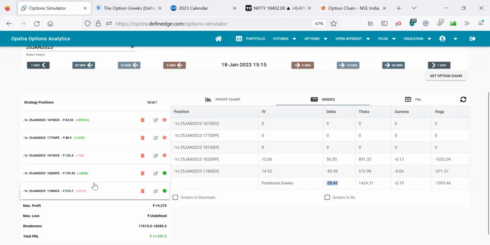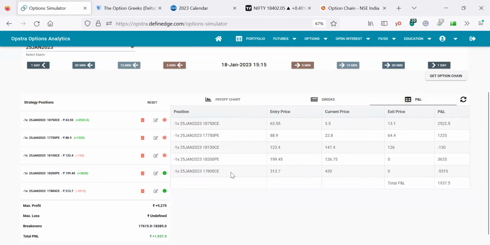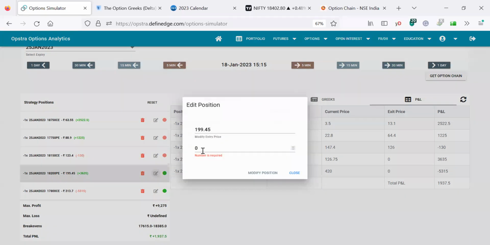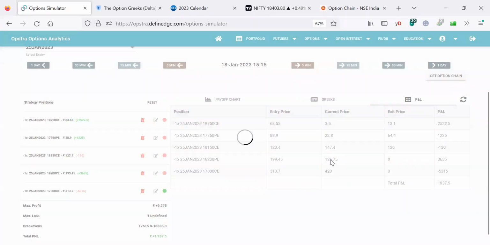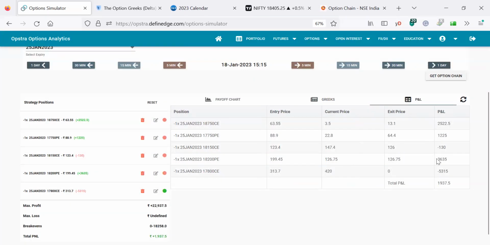So what we'll do, we'll just adjust this put, because put is in profit, because always we are going to book the profit side. So 126.75 is the current price of the 18,200 put. You can just check it from here. 126.75 modified position. Here was the position, here is the current price. Now we have booked this, and this much is the profit we are getting.